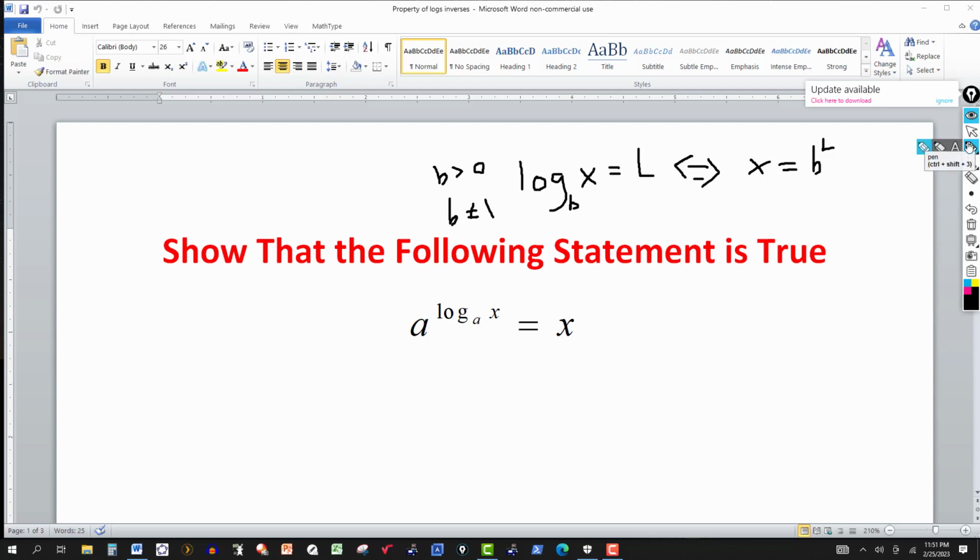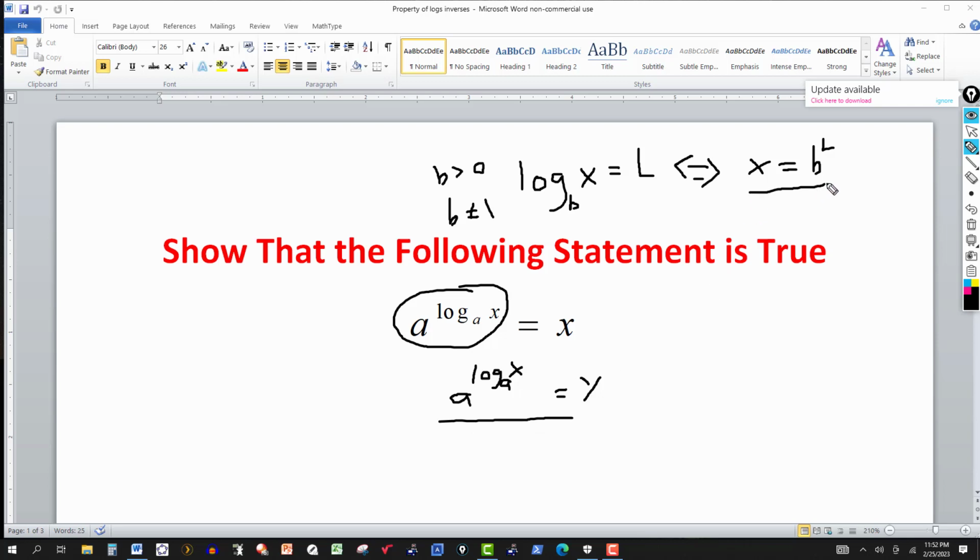So let's get back to this problem then. We want to show that this expression equals x. So let's do this. Let's say a to the power of log of x to base a, we want to know what that equals. Of course, we want to show it's equal to x, but let's call it y since we don't know yet. We have to prove it. So look at this right here as the exponential. So we go from here to here.